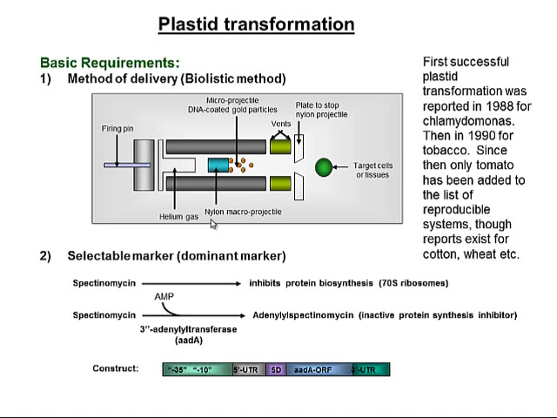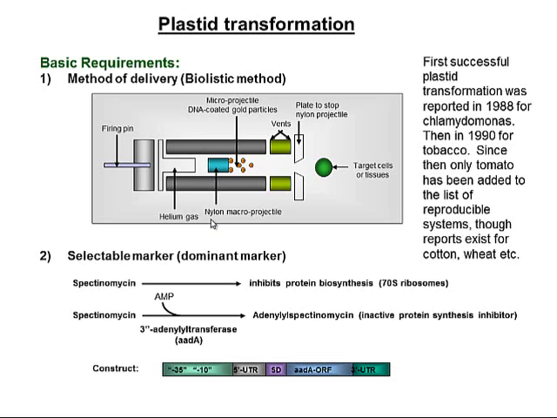So let's have a look at plastid transformation. Your basic requirement is a method of delivery, and by and large people have used biolistics. It is possible to use protoplasts, but the biolistic method works well and is easier to work with than protoplasts. Since the initial successful transformation in 1988 with Chlamydomonas, it's been repeated in a large number of other species, but it's still only routine for tobacco.